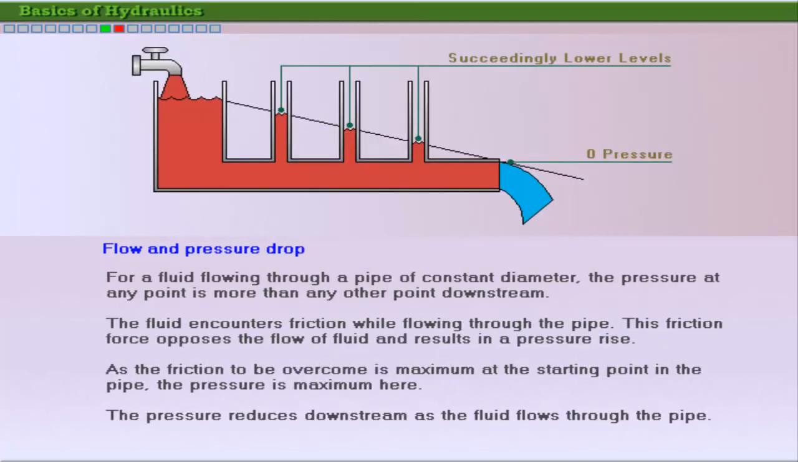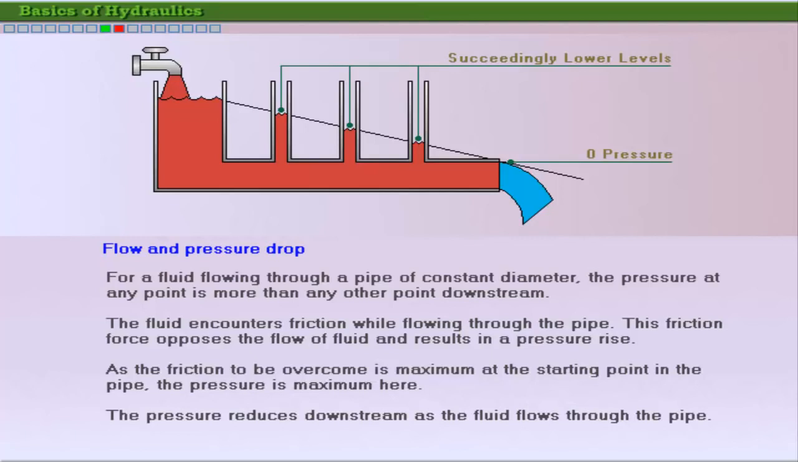When a fluid flows through a constant diameter pipe, the pressure at any point downstream is always lower than any other point upstream. This is so because there is pressure drop as the fluid overcomes the friction in the pipe in order to flow. This is similar to the example of different resistances arranged in series in a circuit.